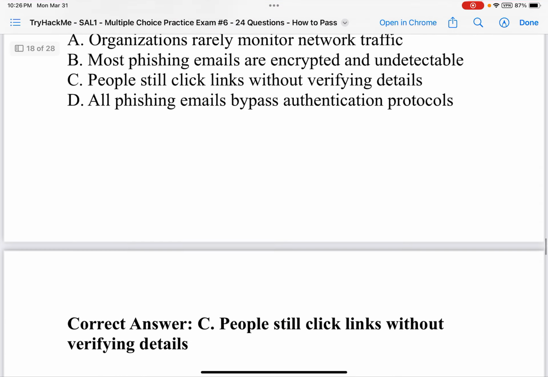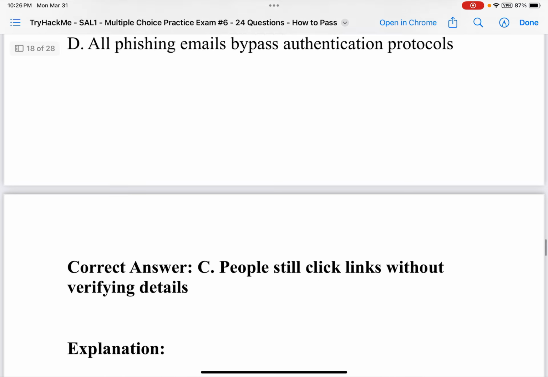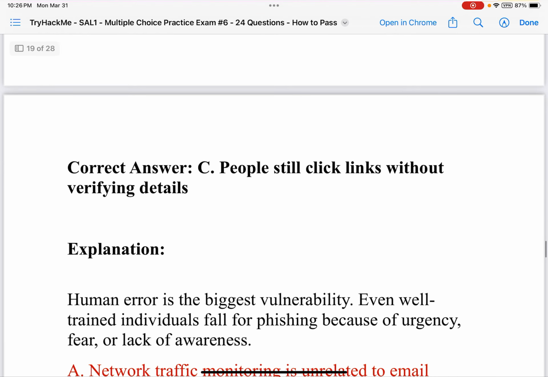Correct answer is C. People still click links without verifying details. Explanation. Human error is the biggest vulnerability. Even well-trained individuals fall for phishing because of urgency, fear, or lack of awareness.